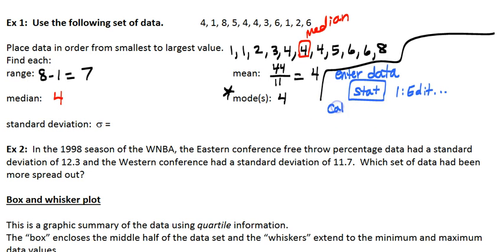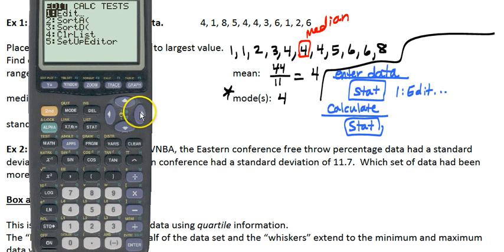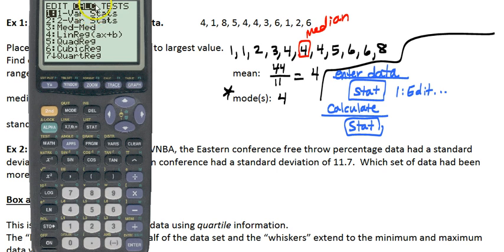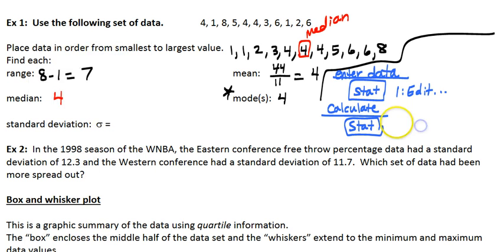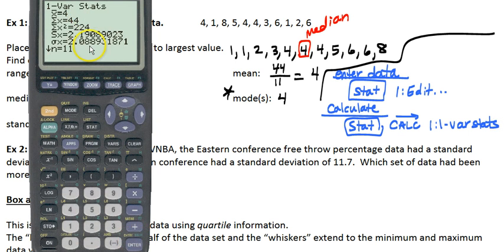Next we're going to calculate the stuff we want to calculate. So I am going to hit the Stat button again. To get to the Calculate menu, you scroll over to the right where it says Calculate at the top of the screen. And we are going to select number 1, which says 1-Var Stats. That stands for one variable statistics. And after you select that, hit Enter in order to run the program.